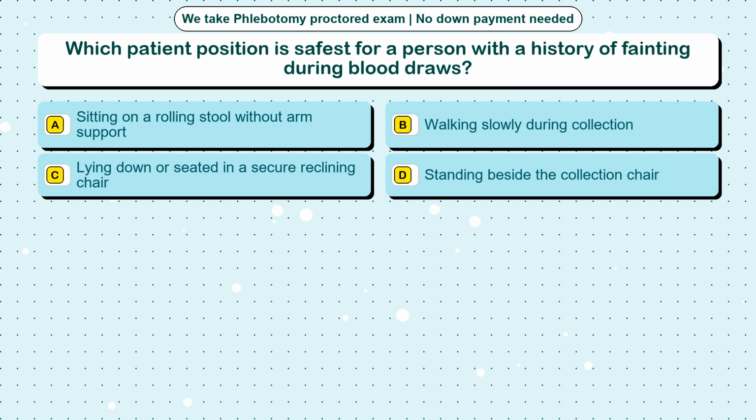Option A. Sitting on a rolling stool without arm support. Option B. Walking slowly during collection. Option C. Lying down or seated in a secure reclining chair. Option D. Standing beside the collection chair.